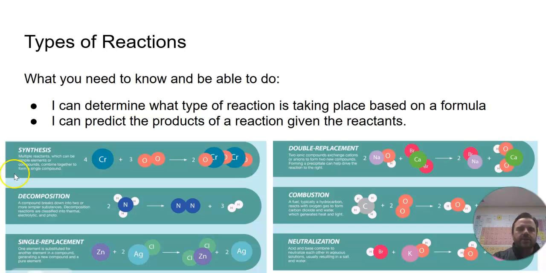Okay. So the first thing here, these are the types that we're going to come across. And I know it's a little hard to see some of this because some of it's covered up, but they are synthesis, decomposition, single replacement, double replacement, combustion, and neutralization. So there's going to be 6 different reaction types we'll talk about.